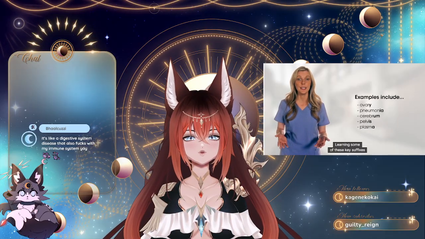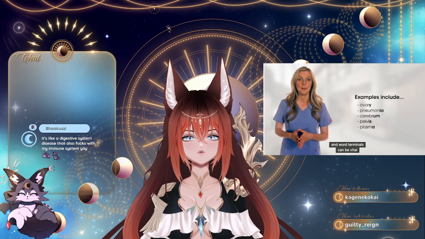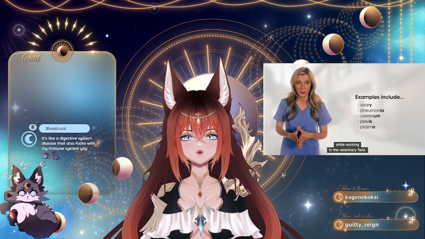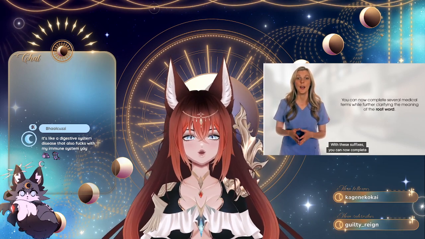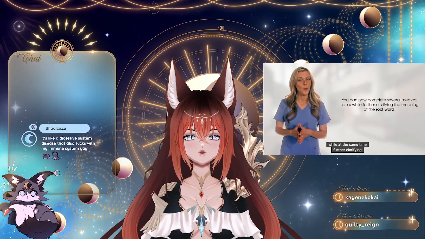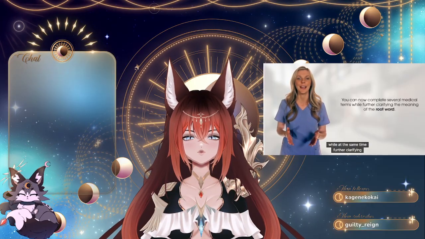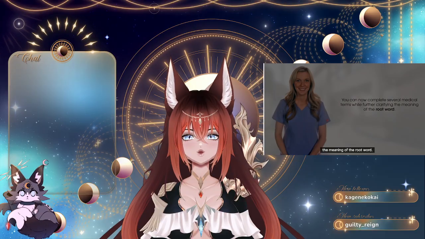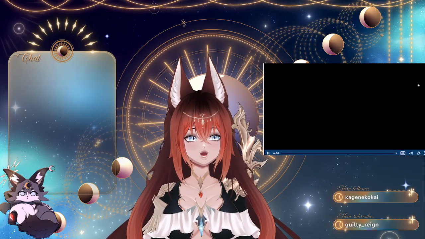Learning some of these key suffixes and word terminals can be vital while working in the veterinary field. With these suffixes, you can now complete several medical terms, while at the same time further clarifying the meaning of the root word. All right, guys, it's test time.